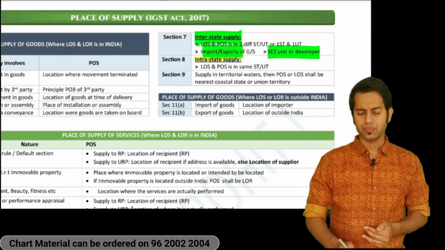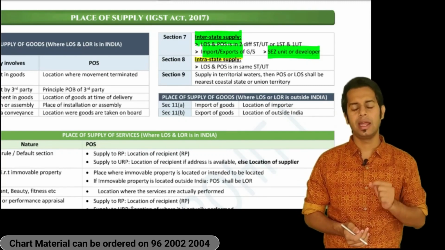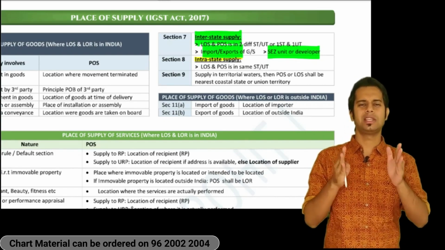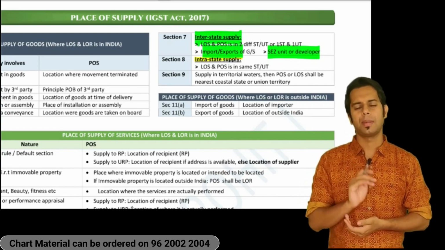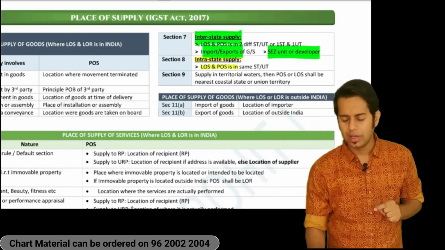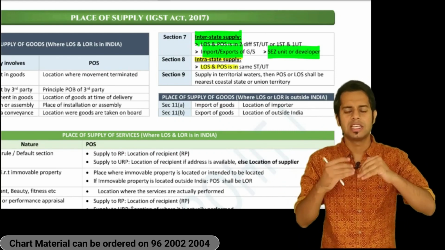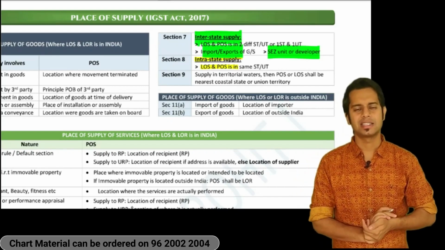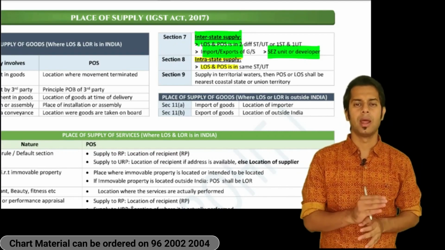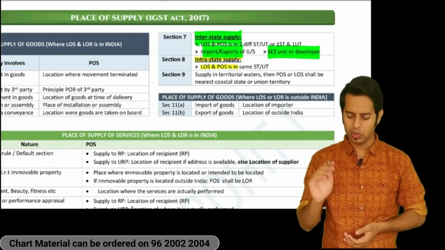What do you mean by intrastate supply? Section 8 of IGST Act. Please note, whatever sections we are saying are of IGST Act only. Whatever sections we will be seeing in this video will be from IGST Act only. Section 8 says intrastate supply means supply of goods or services where the location of supplier and place of supply is in the same state or same union territory. Then section 9 of IGST Act says where the location of supplier or the place of supply is in territorial water, then the location of supplier or the place of supply will be the nearest coastal state or union territory.